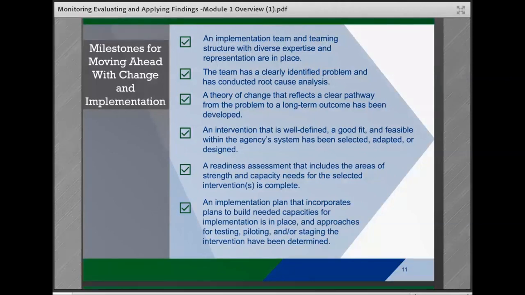and an implementation plan that incorporates plans to build needed capacities is in place, and approaches for testing, piloting, or staging the intervention have been determined. Taking the time to ensure that these key milestones are in place as teams prepare to monitor, evaluate, and apply their findings over time will increase the likelihood of successful implementation of the intervention.